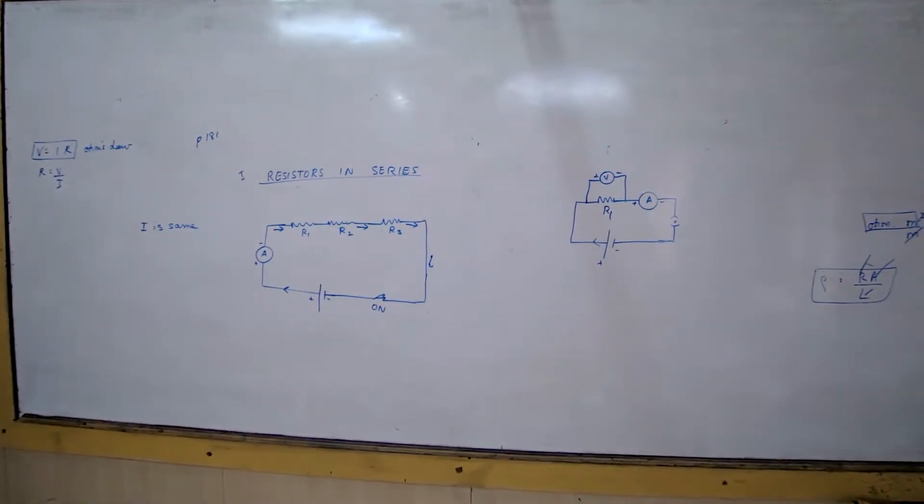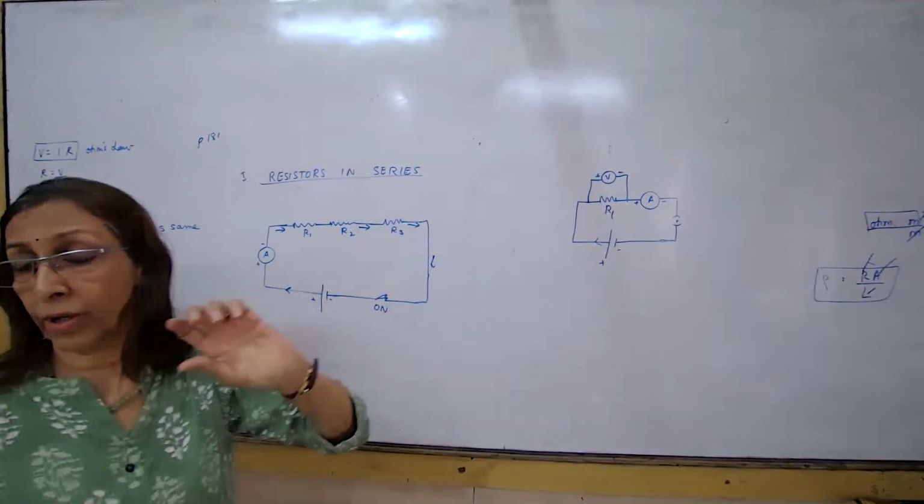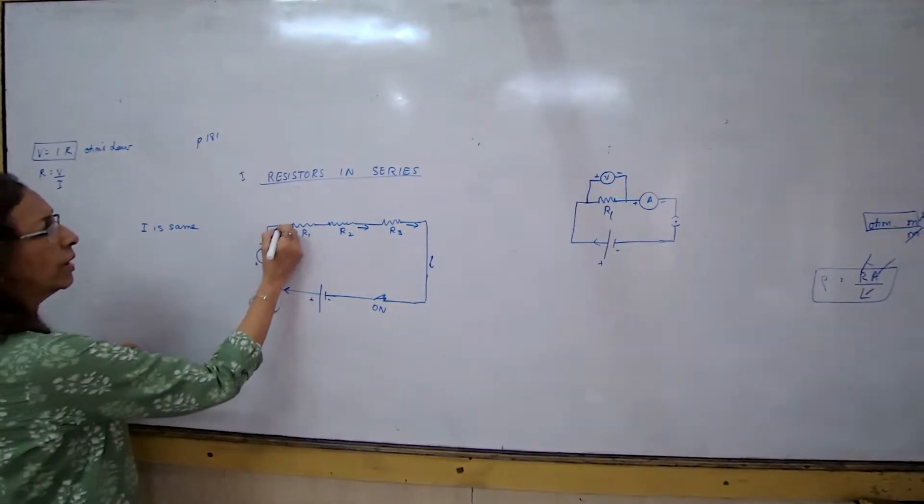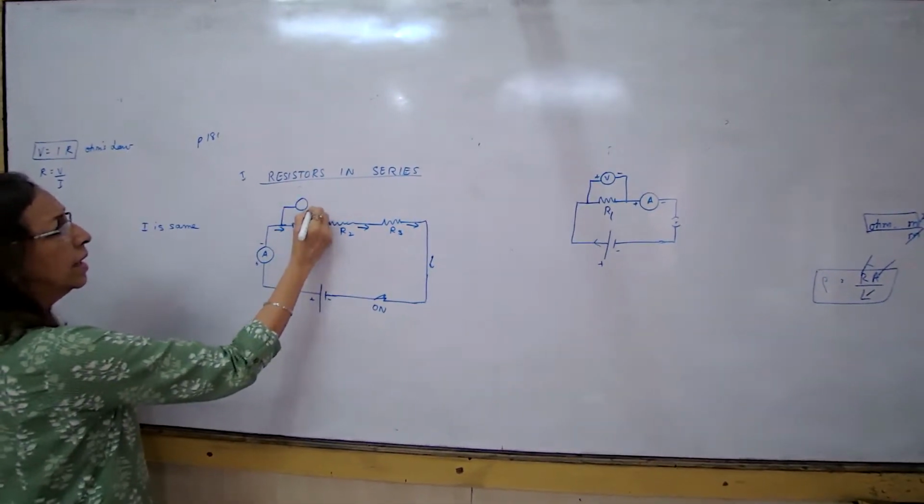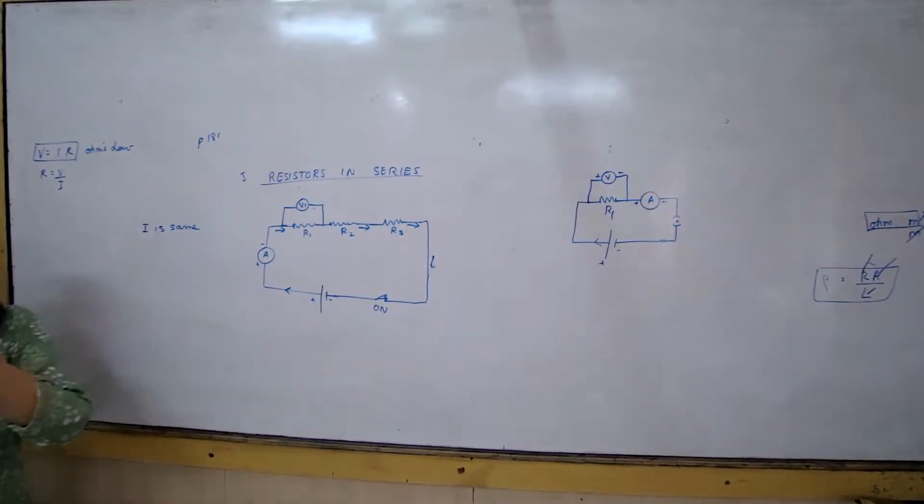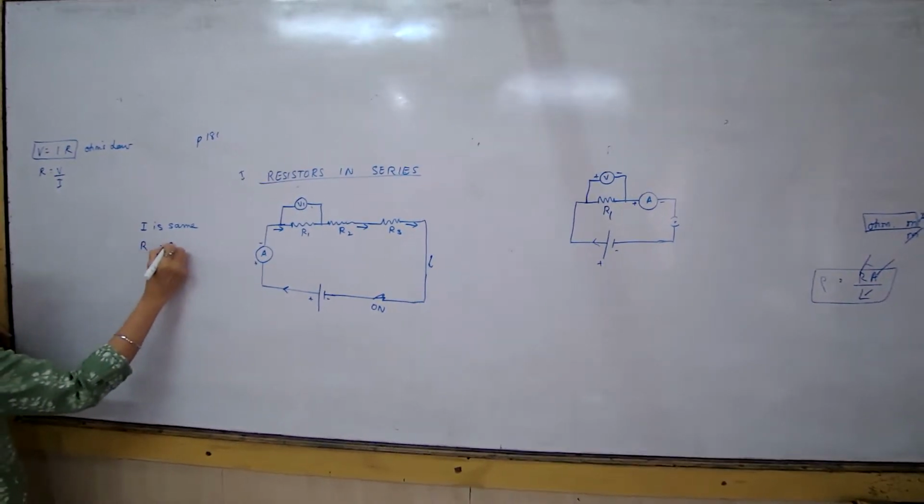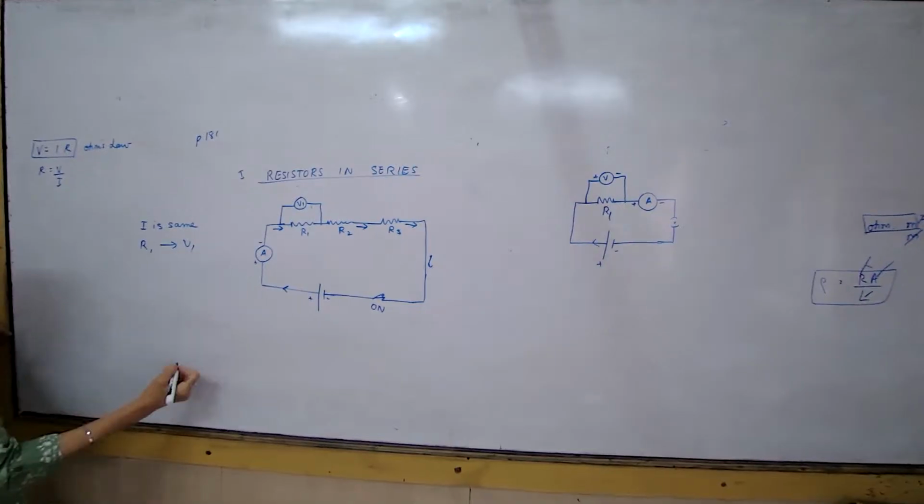But will all of them have the same potential difference? No. What do I do? I'm going to take one voltmeter and put it across here. This is going to give me V1. What is the reading here? It can be any reading, 0.2 volt or something like that. Right? So for R1, the voltmeter reading is V1.